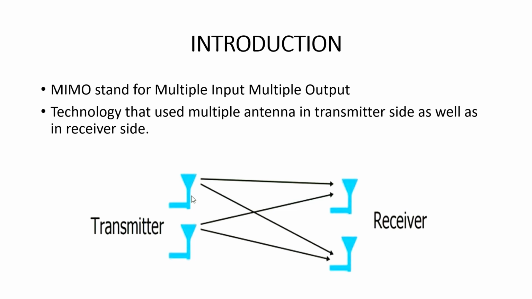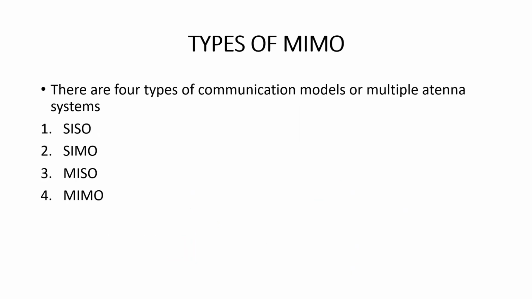So MIMO is a technology that uses multiple antennas at the transmitter side as well as at the receiver side. This is a simple representation of MIMO, where we have connected multiple antennas at the transmitter side and multiple antennas at the receiver side. These multiple versions of the antenna in both transmitter and receiver support wireless communication for its multipath propagation. So let us see the types of MIMO.